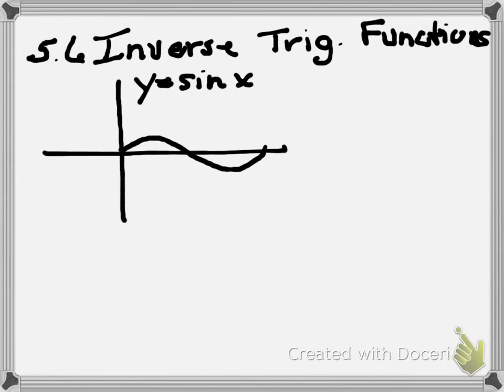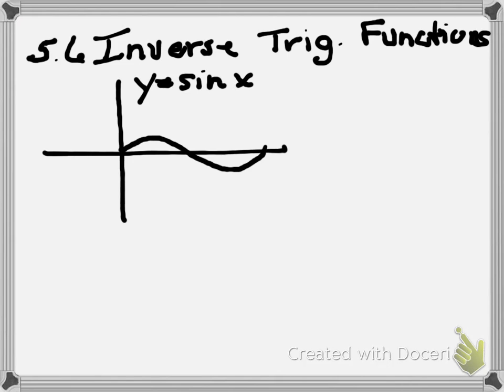Because to talk about the inverse, the function has to be 1 to 1. And that means it passes the vertical and the horizontal line test. So between 0 and pi, it's not going to pass the horizontal line test. It's not going to pass it also from pi to 2 pi.